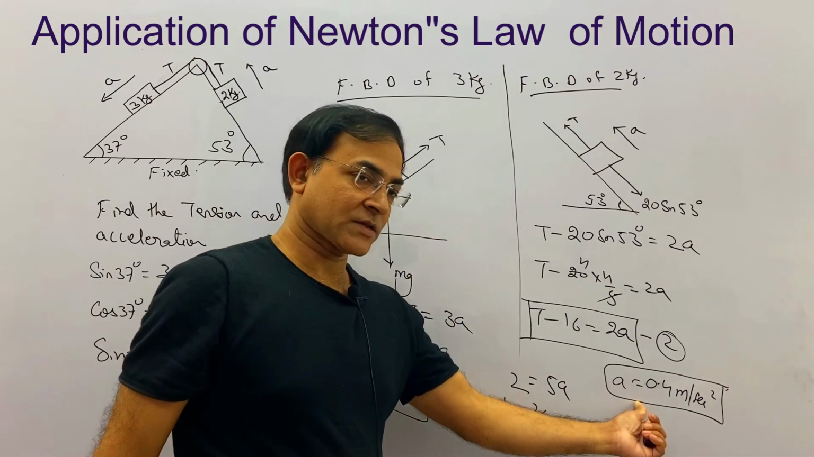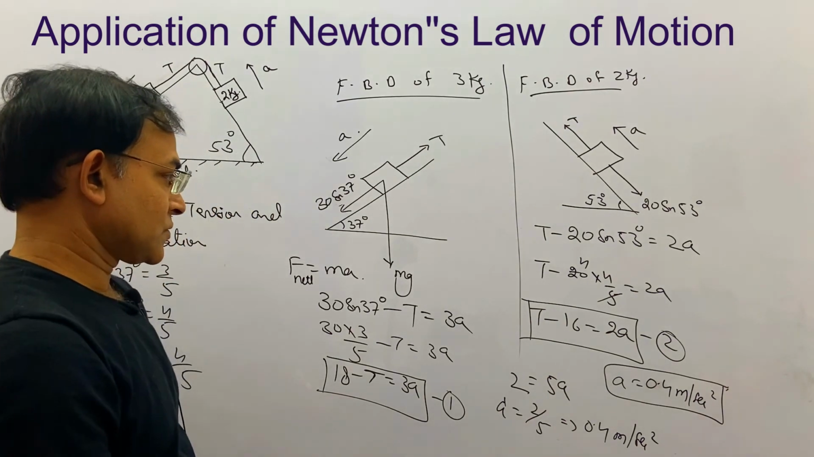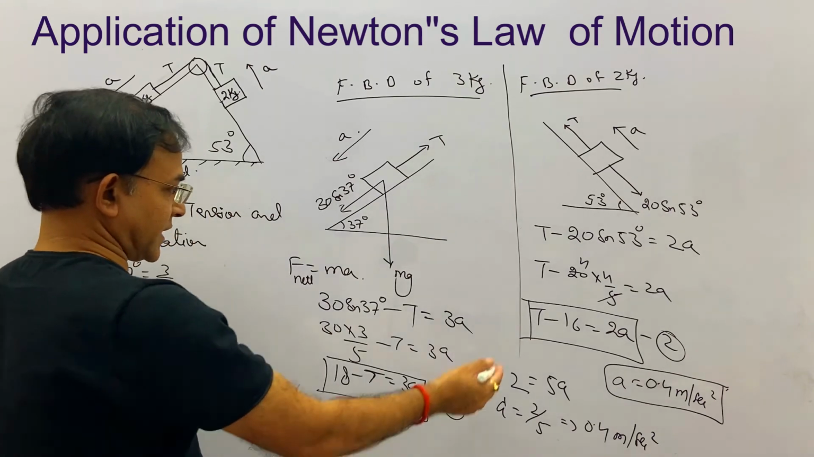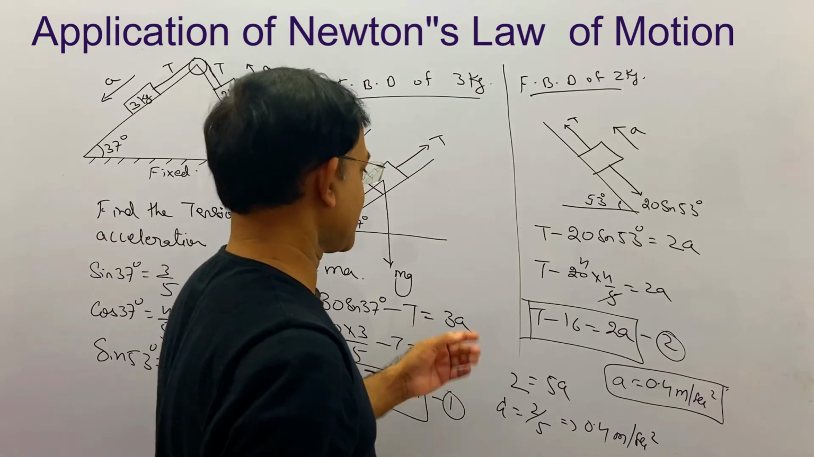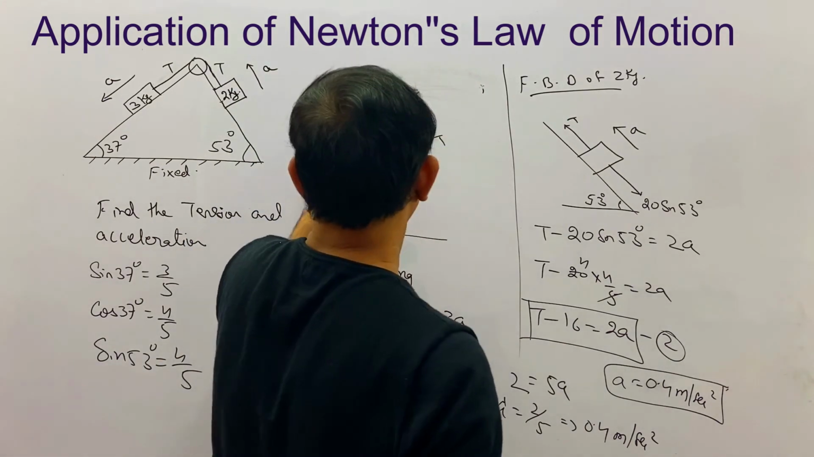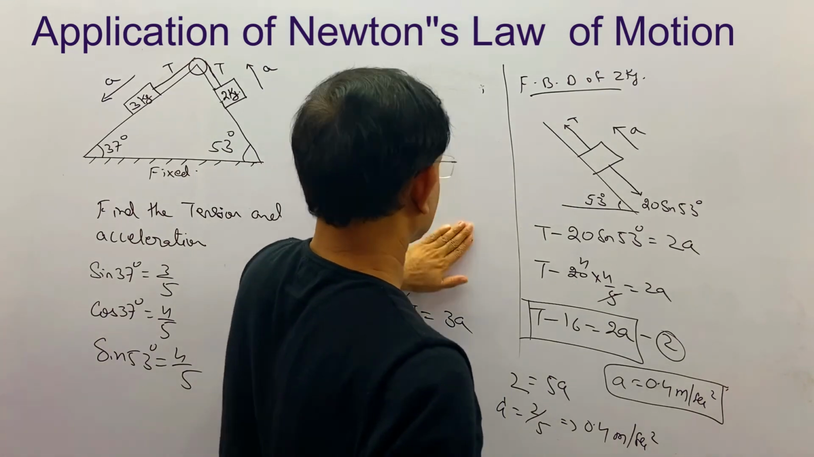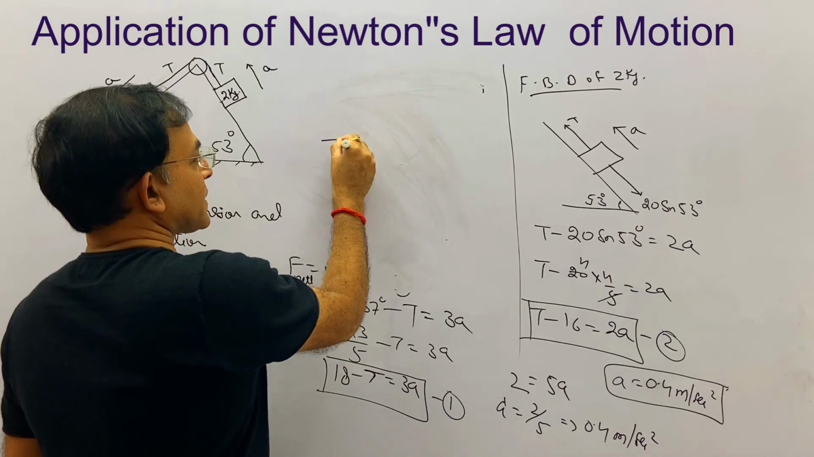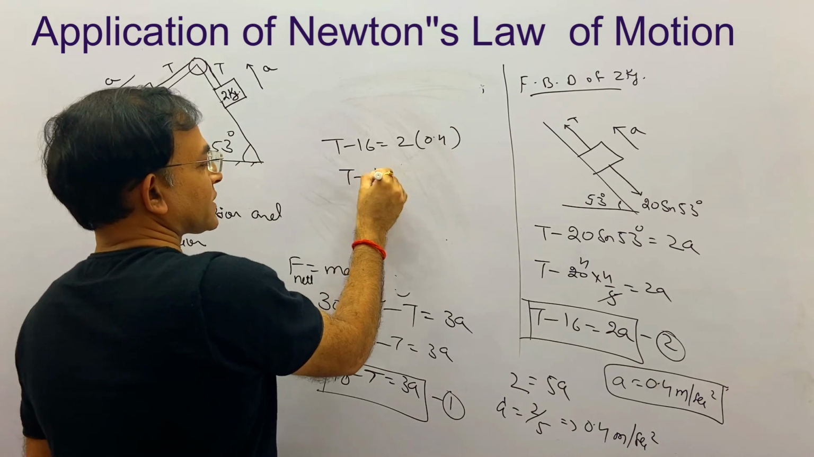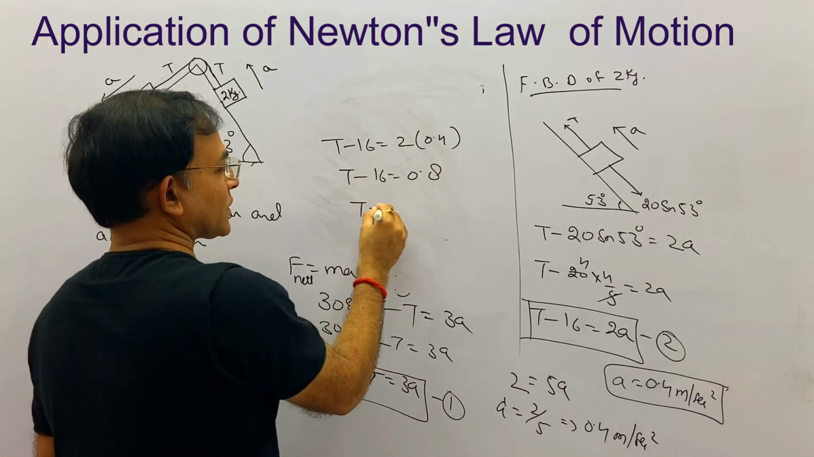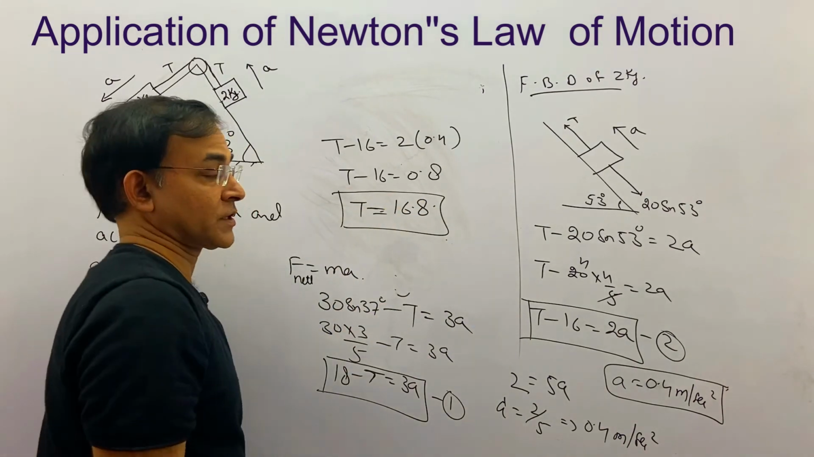Now put this value of acceleration in either of the equations, and we get the tension also. So put it in the second one. So if you put it here, this is T minus 16 will be equal to 2 into 0.4. So this is T minus 16 equal to 0.8. So T will be 16.8. The tension will be 16.8 Newton.